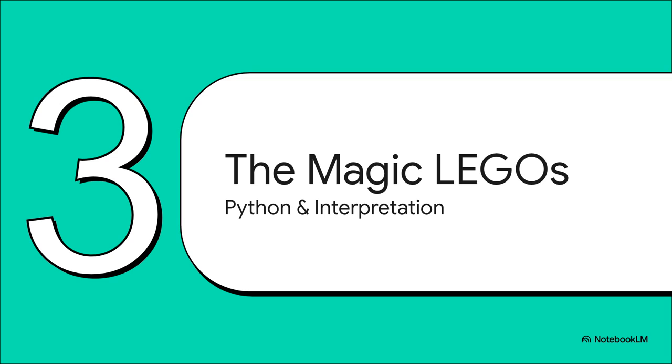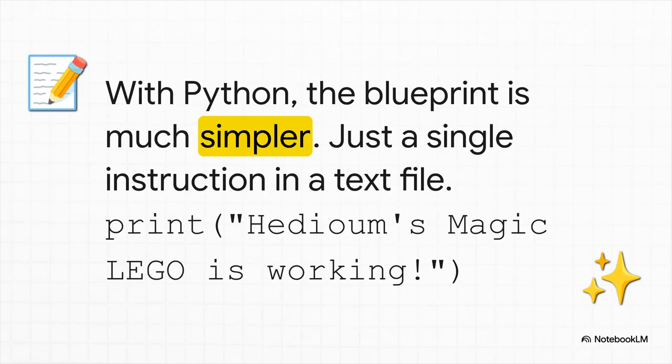Okay, building a skyscraper is cool and all, but it was a process, right? What if we want to build something right now, instantly? Well, let's check out our second method, interpretation. If C++ was a skyscraper, think of Python as a box of magic Legos that pretty much assemble themselves. And you can see the difference right away. Look at the blueprint for this. It's so much simpler. It's just a file called main.py with one single instruction inside.